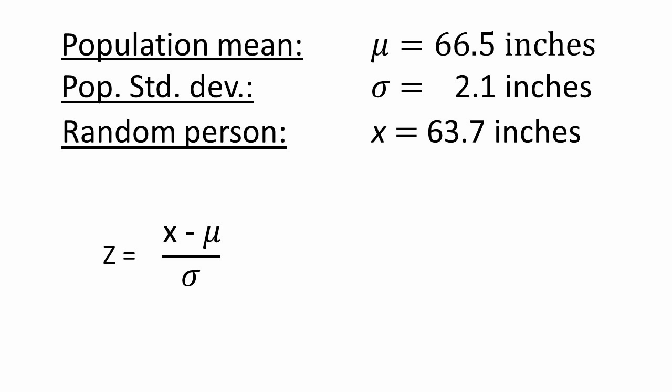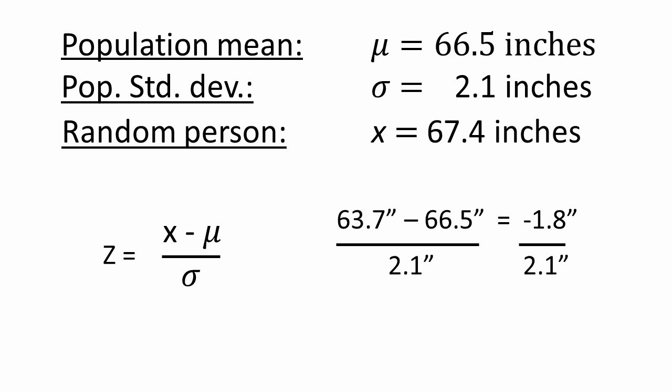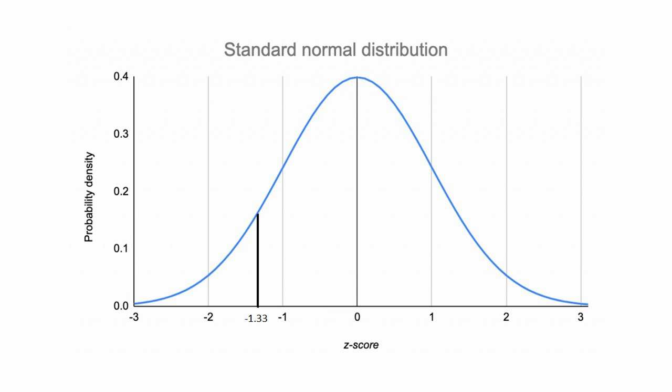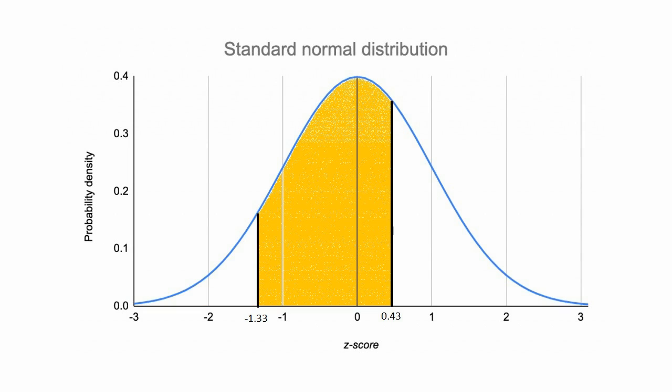Let's say this woman's sister is 63.7 inches tall, and we can calculate her Z-score, which is negative 1.33. The area to the left of this height, or Z-score, is 0.0918. Now, what is the probability of selecting someone from the population who falls between these 2 heights, or alternatively, between these 2 Z-scores? All you have to do is find the areas associated with the 2 Z-scores and subtract the smaller area from the bigger.